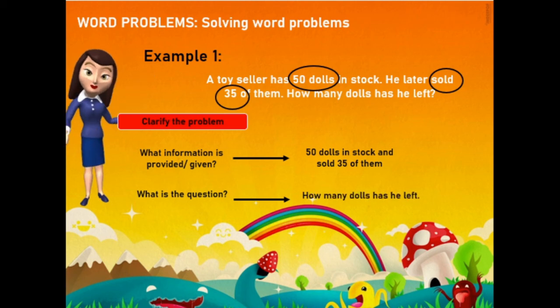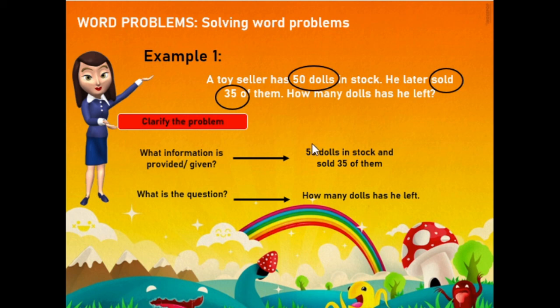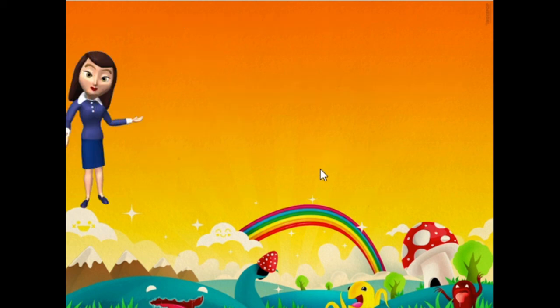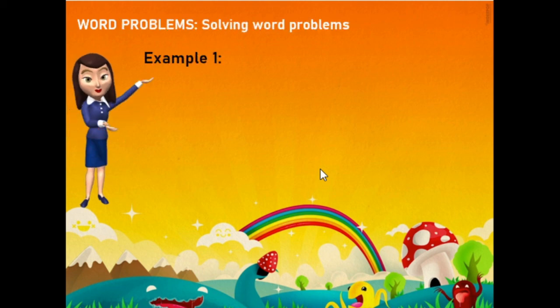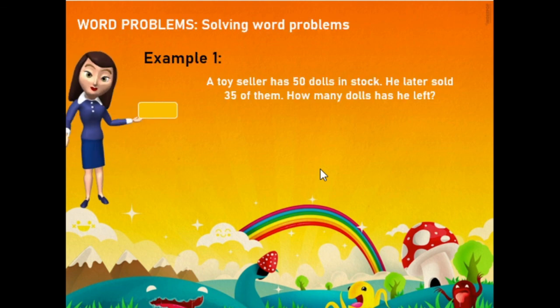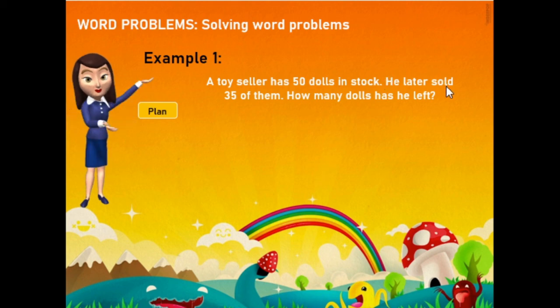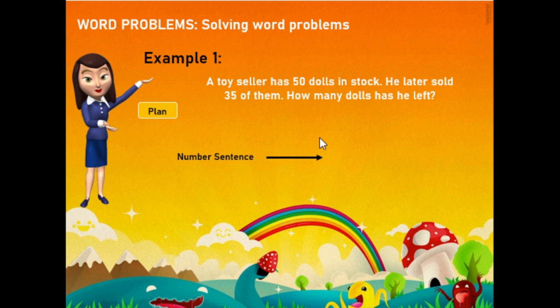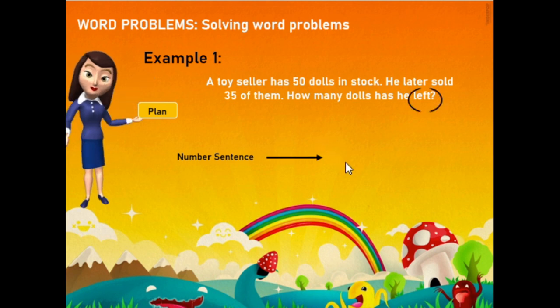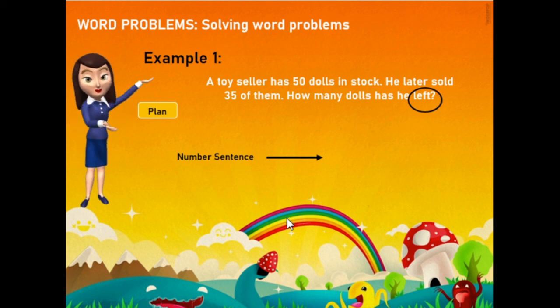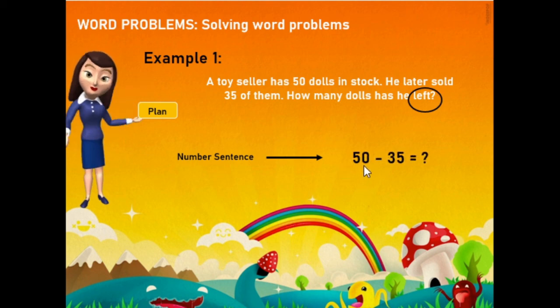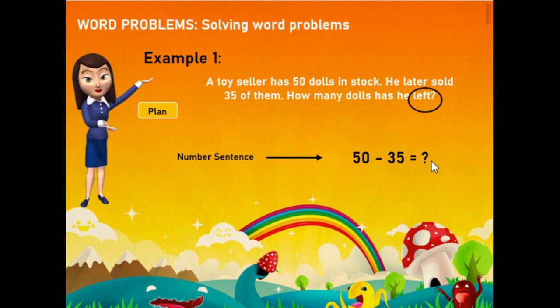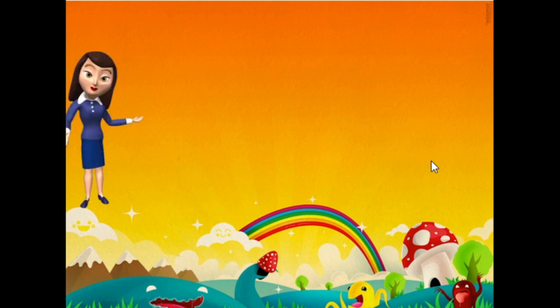That's the first step. Clarify the problem. Step 2. Plan. What are you going to do? Make a number sentence now. As I have said, you can find keyword. Keyword here is sold. So you'll have minus. Left. So you can have 50 minus 35 equals unknown.